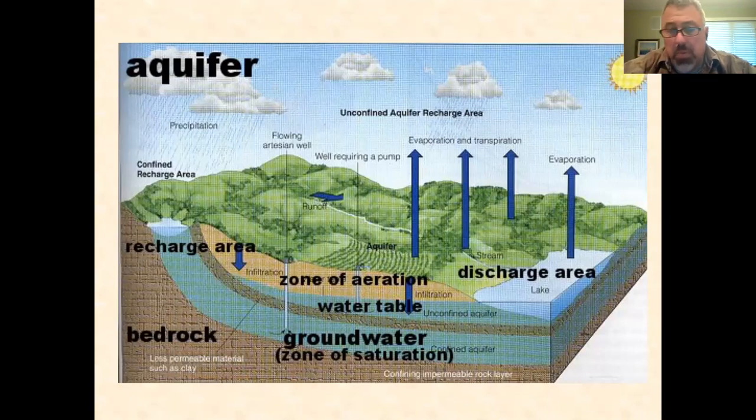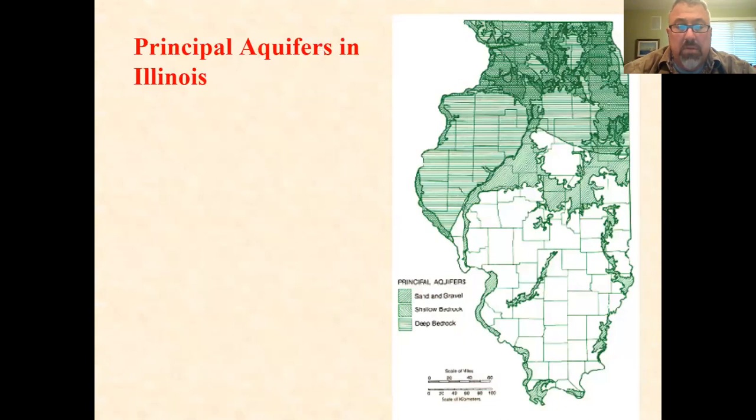Now, with that being said, this is constantly going in a circle, right? So it evaporates either from the ground or from an area like a lake or a river, and it then goes back up to the sky. And so it's constantly moving back and forth.